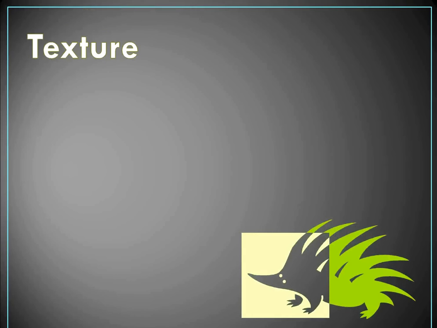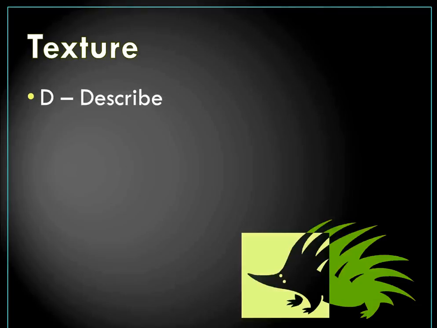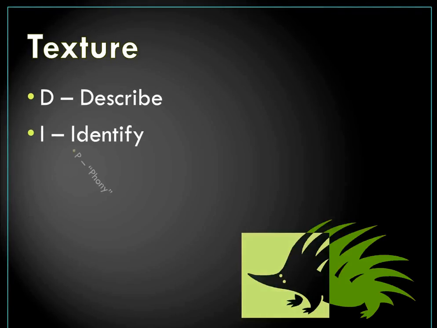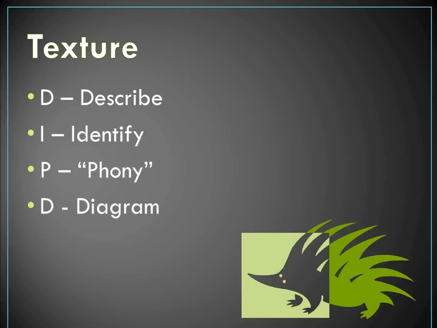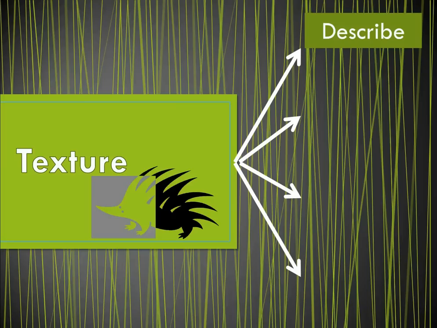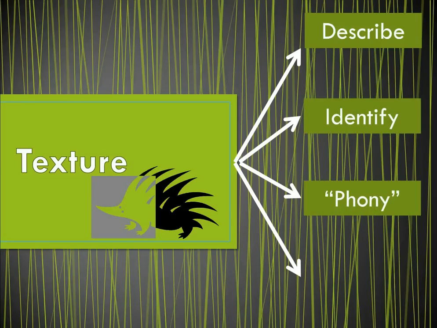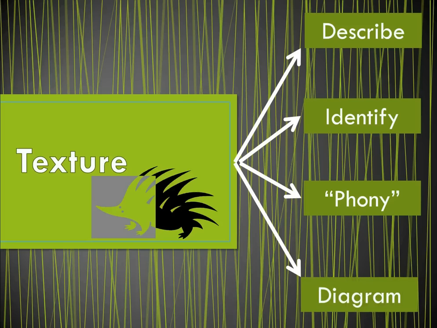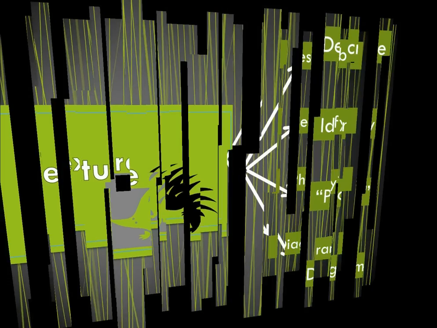Okay, texture. So the things you need to look for or listen for: describe the actual texture. Make sure you identify the instruments in each section. Tell the examiner what sort of phony it is. And you need to be able to draw some sort of diagram. So for those of you who like the old mind map, here we go. Just to reinforce it, we need to describe the texture, identify the instruments, say what sort of phony it is, and draw an actual diagram.